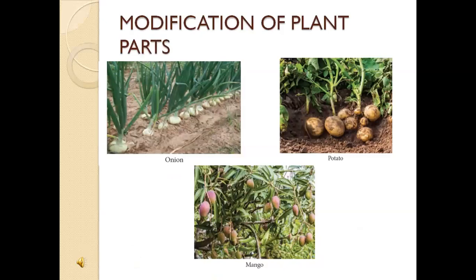Modification of plant parts. Some plants can modify their stem, root and leaves. These parts of stem, root and leaves store excess food in the form of carbohydrates, like carrot, beetroot, turnip and turmeric, ginger, etc. In this lesson, let us study the modification of root, stem and leaves. First we will see modification of root.